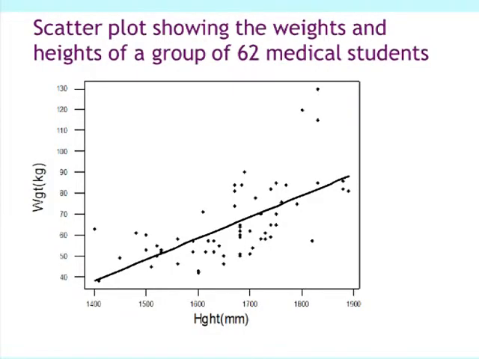So if you look at this particular scatter diagram, what you see here is height along the x-axis and weight along the y-axis. 62 medical students underwent this study. You can see, if you count the number of dots on this particular scatter diagram, they have to be 62 in number. And if the dots are clumped together around this line and in the direction in which it goes, we call it a positive correlation.